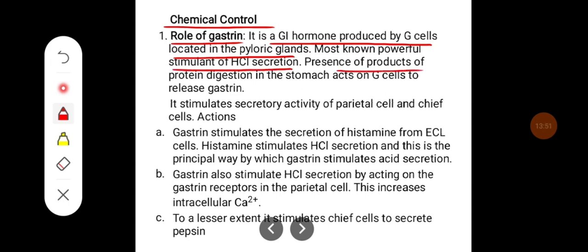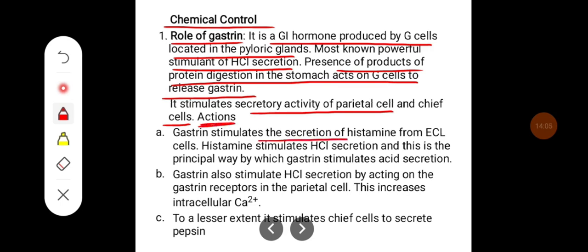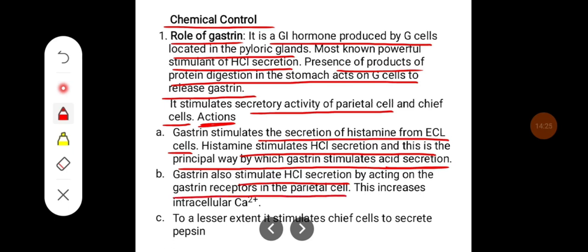The presence of the products of protein digestion in the stomach acts on G cells to release gastrin. It stimulates secretory activity of the parietal cells and chief cells. The actions of gastrin are: gastrin stimulates the secretion of histamine from enterochromaffin cells. Histamine stimulates the hydrochloric acid secretion, and this is the principal way by which gastrin stimulates acid secretion. Gastrin also stimulates hydrochloric acid secretion by acting on the gastrin receptor in the parietal cell.